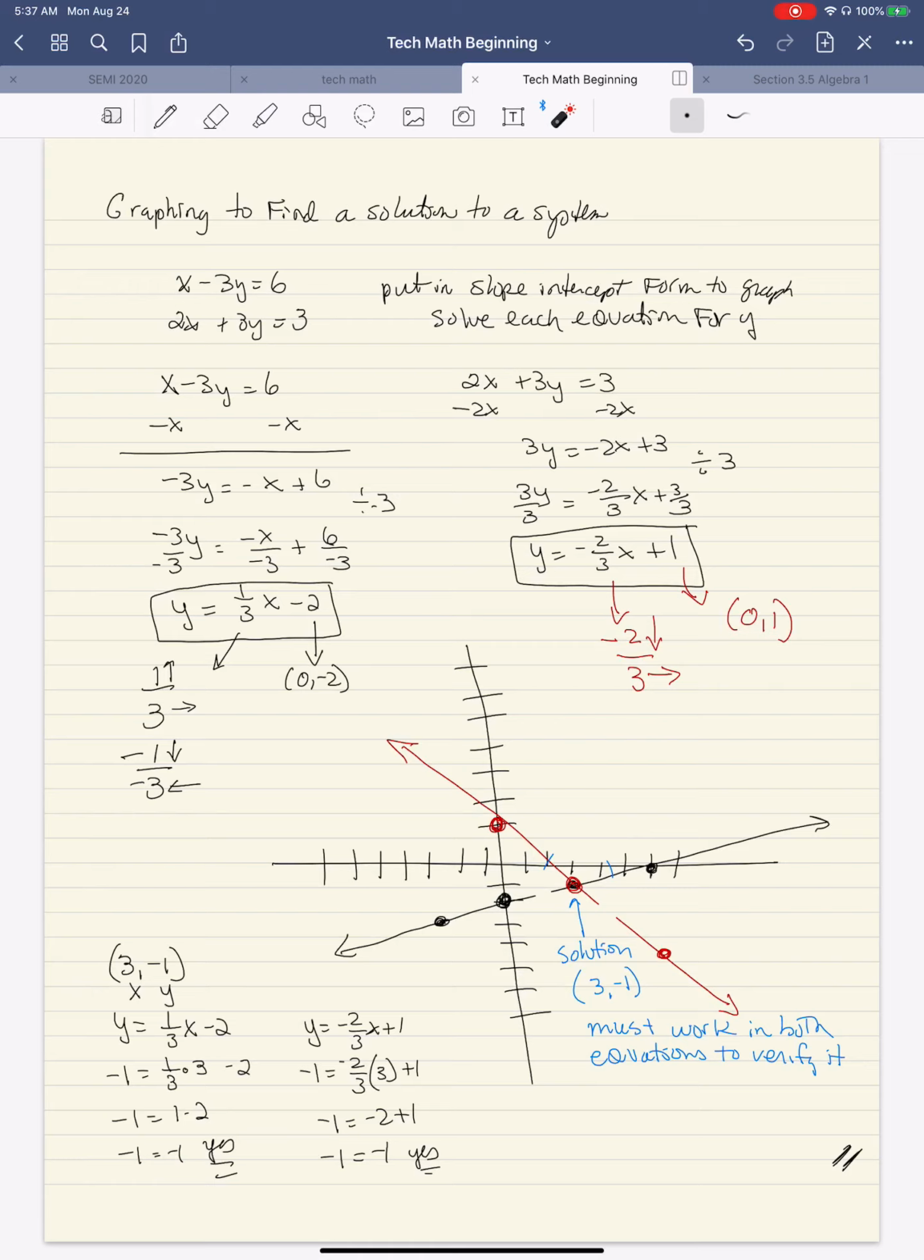Now I tried this one here. Y equals minus 2/3 x plus 1. So minus 1 equals minus 2/3 times 3 plus 1. So minus 1 does equal minus 2 plus 1. So yes, it works. So that is the solution to the system.